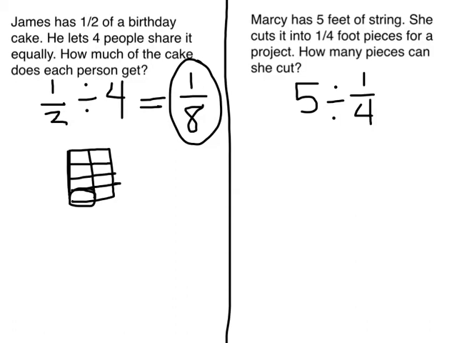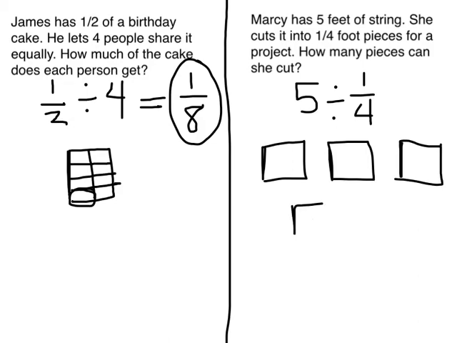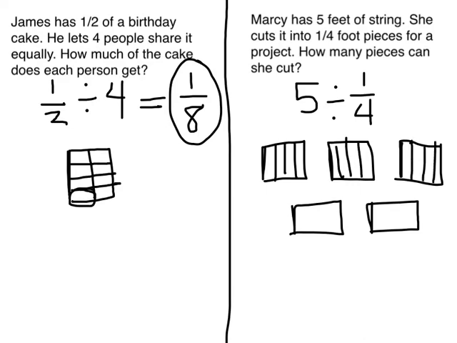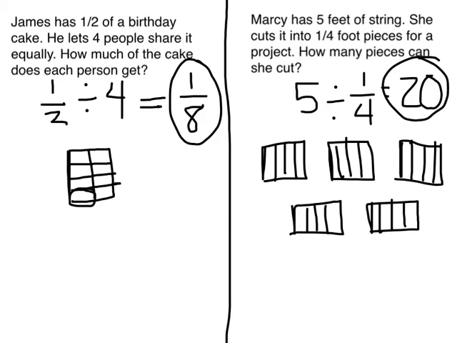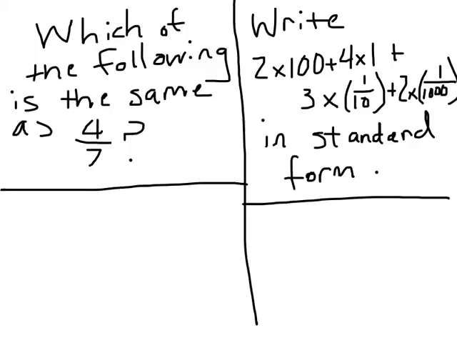What's 5 divided by 1/4? Well, remember, this means that I'm starting with 5 wholes, I'm splitting them into fourths, and seeing how many pieces I have. Each whole has 4 pieces, so I can count 4, 8, 12, 16, 20. The correct answer is Marcy can cut 20 pieces of string.